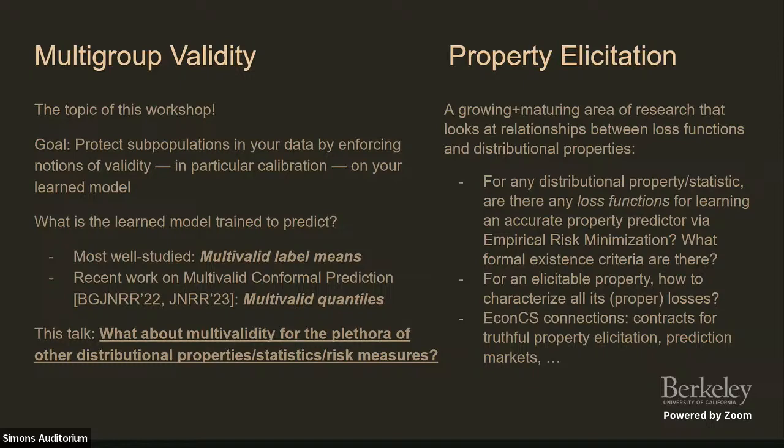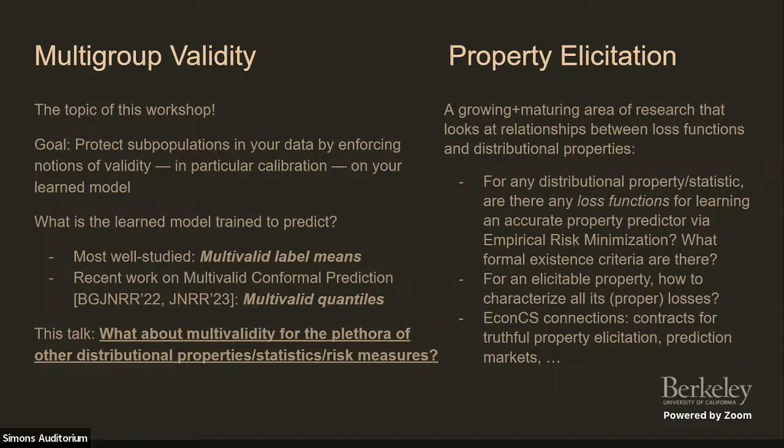Property elicitation has a growing collection of tools that should help us reason simultaneously about statistics that we're interested in in our data, as well as loss functions that we can minimize in order to elicit those statistics as accurately as possible. So think empirical risk minimization, right?